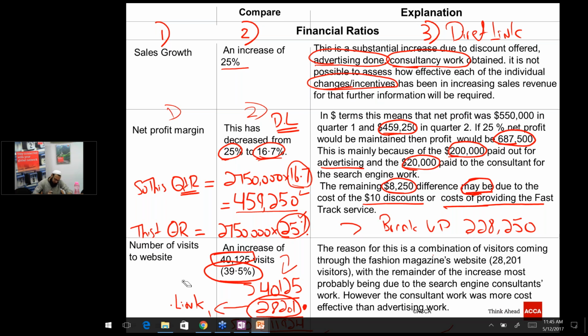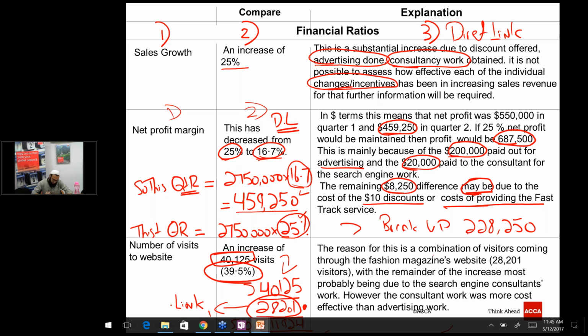Please just read out the reason. Okay, so the reason is quite clear. 28,000 came from the magazine, where the remainder came from the consultants. You like the way I did quantification. And this is the breakup of the working.